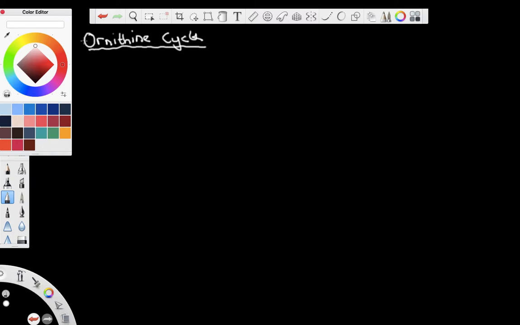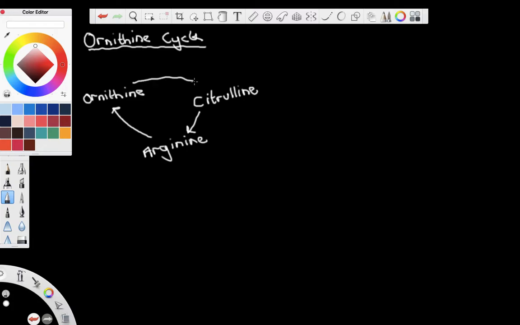Ornithine cycle looks like this. So we have a molecule known as citrulline, which I'm going to put further down here. You'll see why in a moment. Citrulline being converted into arginine, which in turn is converted into ornithine, which in turn is converted back into citrulline.